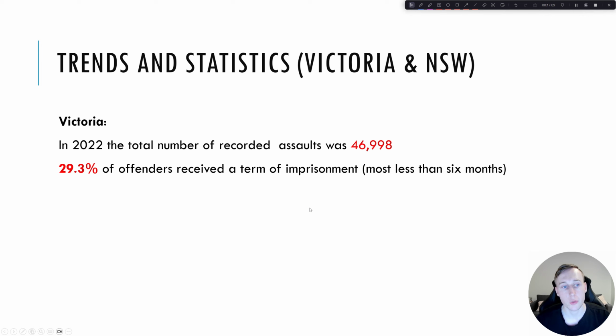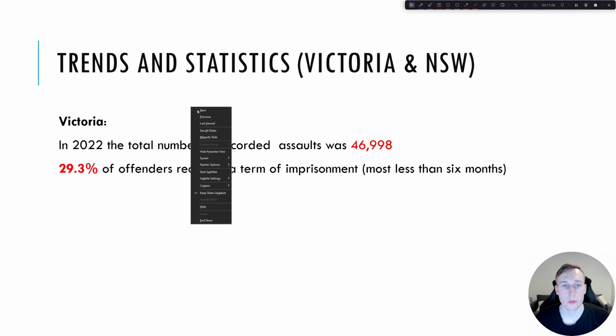Next is that 29% of offenders achieved a term of imprisonment. So most of the people that are assaulting people, about a third, were going to prison, but their prison sentence was quite short, most of them being less than 6 months imprisonment.